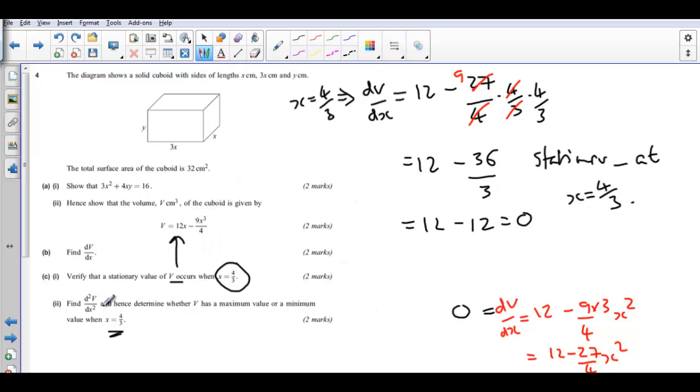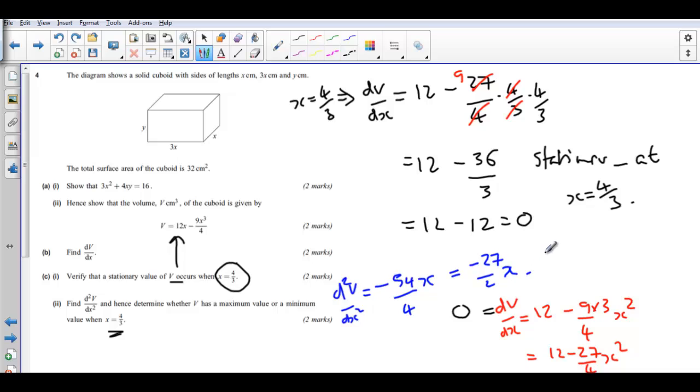Okay, so we need to differentiate again. So going from what we've got, d2V by dx squared is going to be equal to, the 12 is going to vanish. We're going to have negative 27 times 2 is 54 over 4. X, reduce the power, is x squared, so it just becomes x. Just as a courtesy, we can cancel that down. So it's minus 27 over 2 x.